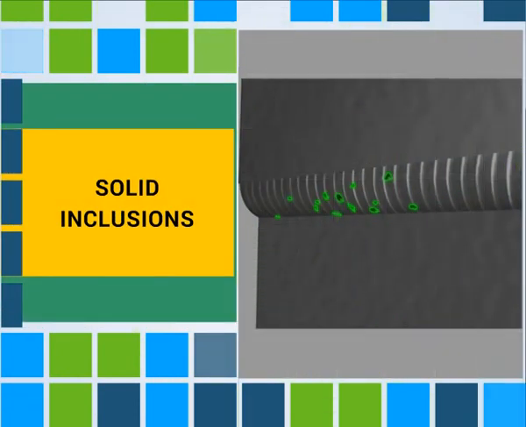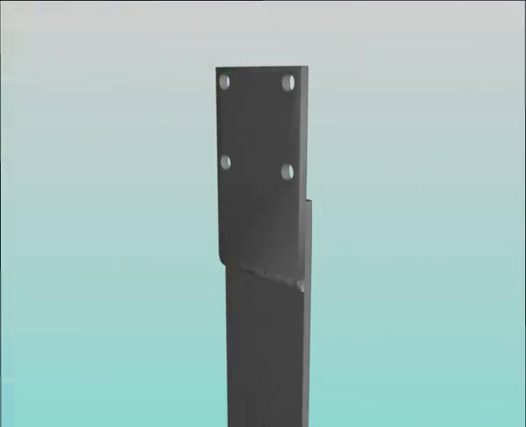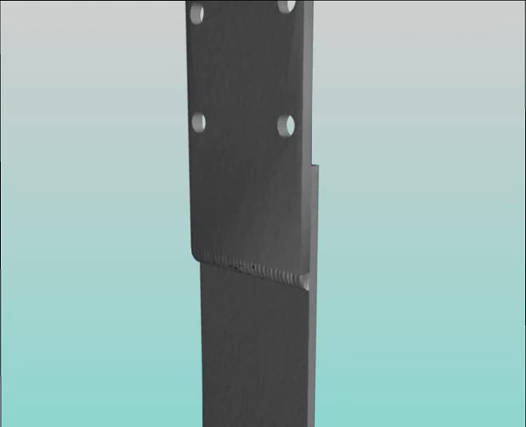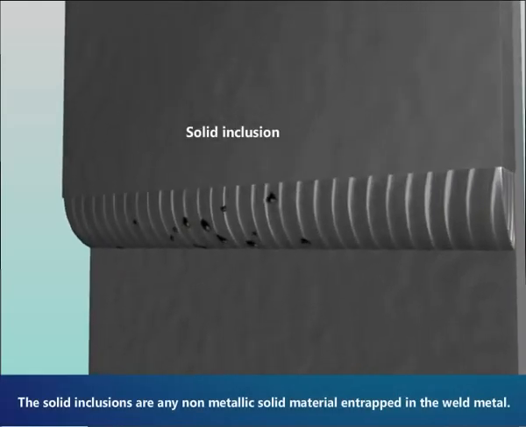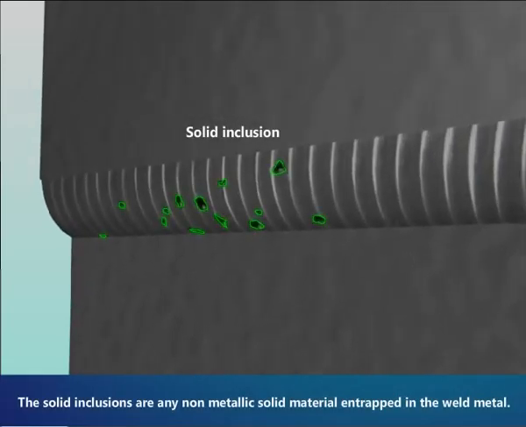Solid inclusions. In this video, we are going to see about solid inclusions. For our understanding purposes, here we take a 3D model of a welded job. We are going to find out the defects from this job. The solid inclusions are occurred in this job. What is solid inclusion? The solid inclusions are any non-metallic solid material entrapped in the weld metal.